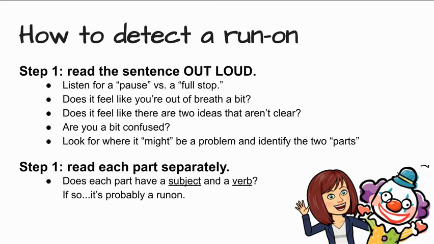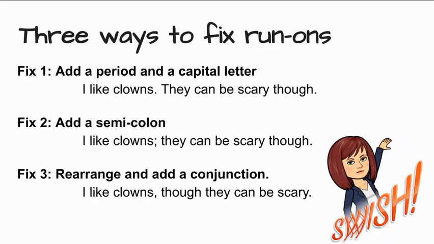Once you've done that first step of reading the sentence out loud and listening for where the pause or the full stop is, the next step is to actually read each part as if it was a separate sentence. I like clowns. They can be scary, though. When I say those two sentences separately, they very clearly can be individual sentences. So there are basically three ways to fix run-on sentences.